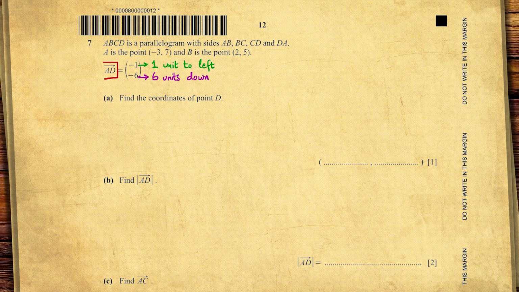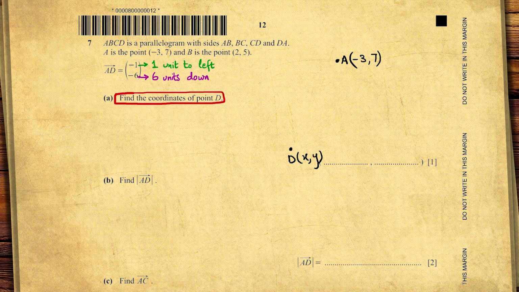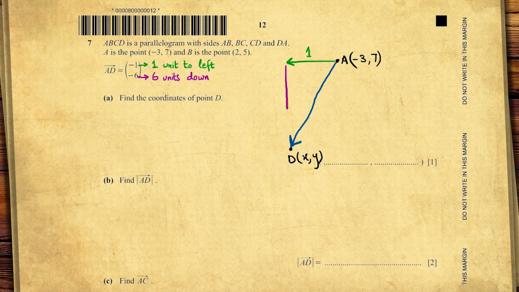That means if we move from A to D, we go 1 unit to the left and 6 units downwards. So if this is point A, and we have the coordinates of point A in the question, (-3, 7), and this is point D, and we are not given the coordinates of point D, so let's write (x, y). The question tells us to find the coordinates of point D. Now this is vector AD, starting point at A and ending point at D. If we move from A to D, we go 1 unit to the left and 6 units downwards. That is the vector AD.